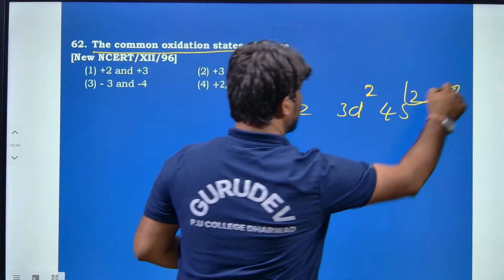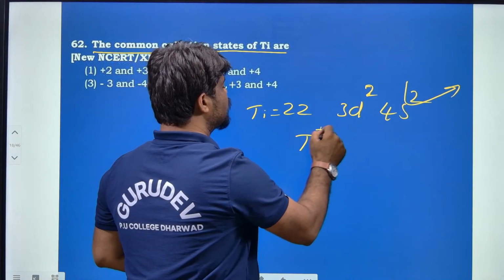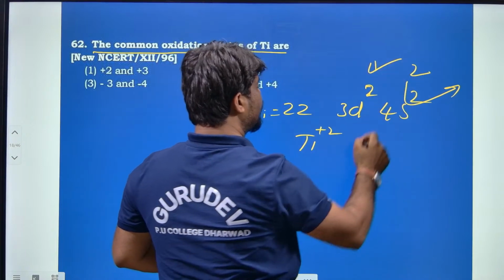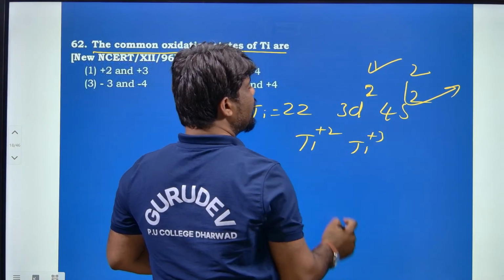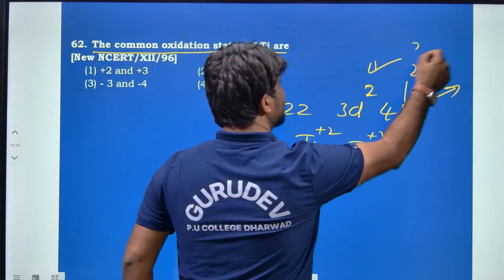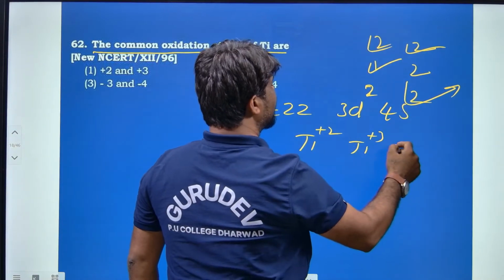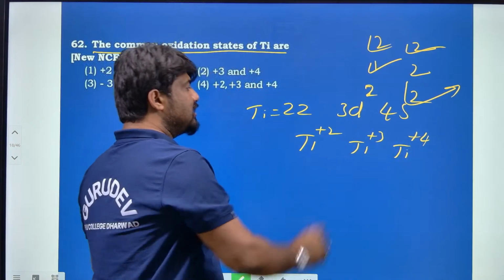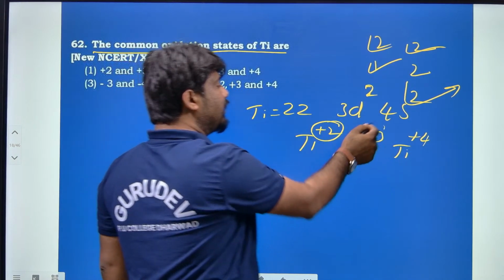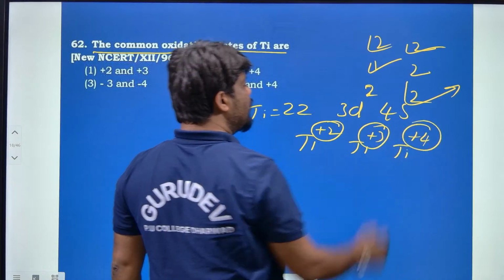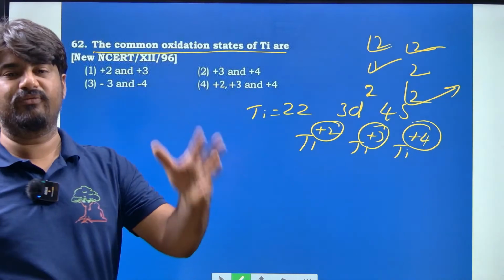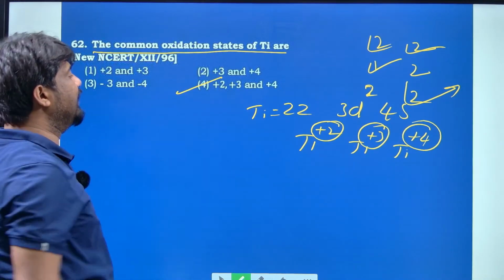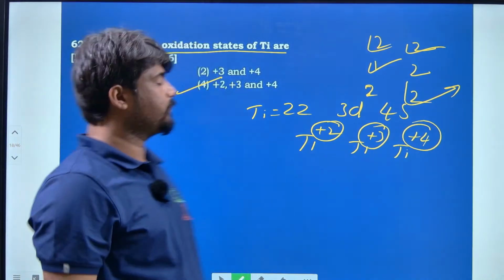If you remove two electrons, it can show Ti plus 2. If you remove 3 electrons, 2 from here and 1 from here, it can show Ti plus 3. If you remove 4 electrons, 2 here and 2 here, it can show plus 4. Like this, titanium can show plus 2, plus 3 and plus 4 oxidation states, and the right answer is 4.